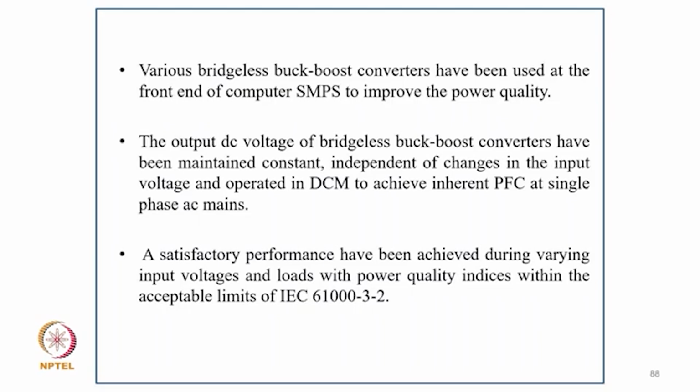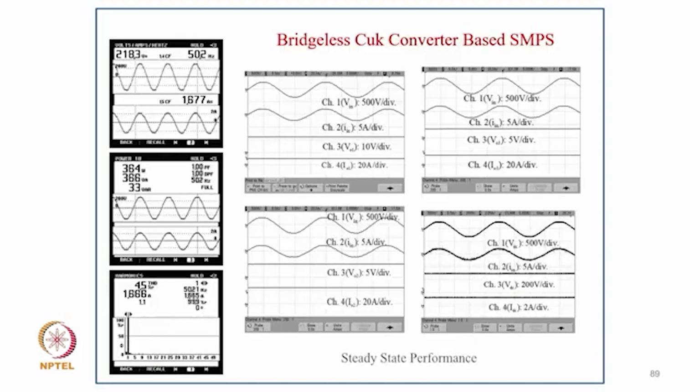So the bridgeless buck boost converter has been used at the front end of a computer switch mode power supply to improve the power quality, and the output DC voltage of the bridgeless buck boost converter has been maintained constant, independent of changes in the input voltage, and operated in discontinuous mode to achieve inherent power factor correction at single phase AC mains. A satisfactory performance has been achieved during varying input voltage and loads, with power quality indices within the acceptable limits of IEC 61000. And these supplies are developed in bridgeless configuration.